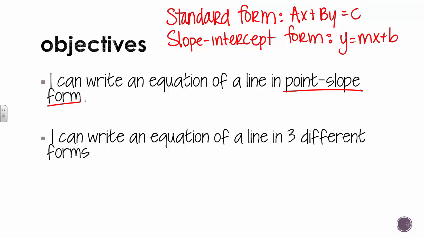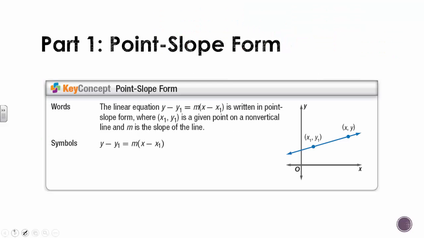So by the end of this lesson, you should be able to write an equation of a line in this form and then write it in 3 different ways. So you'll be asked to put stuff in either standard form, slope-intercept form, or point slope form. So here is point slope form. This is your linear equation when x1 and y1 is a point on a non-vertical line and m is the slope. So basically what happens here is we plug in the stuff from a point.